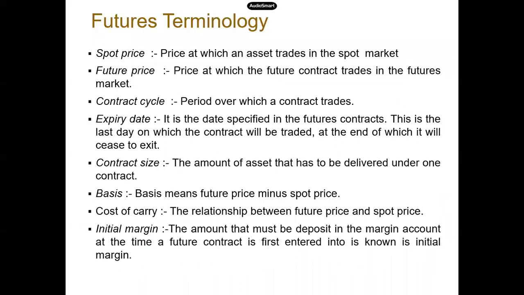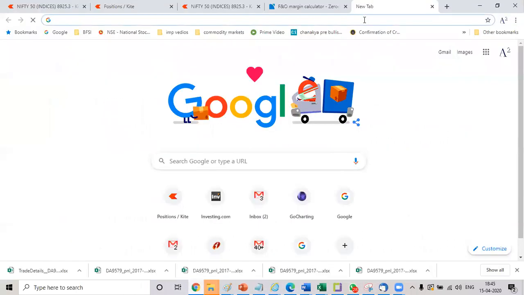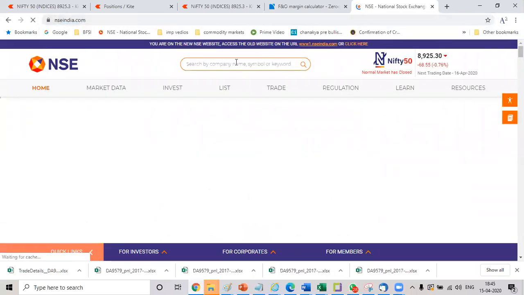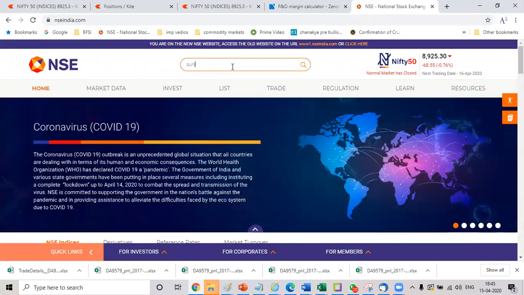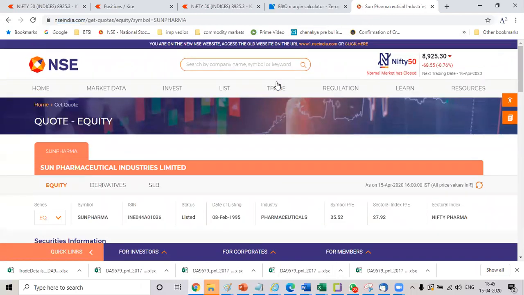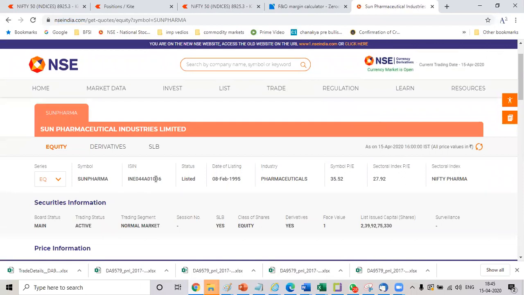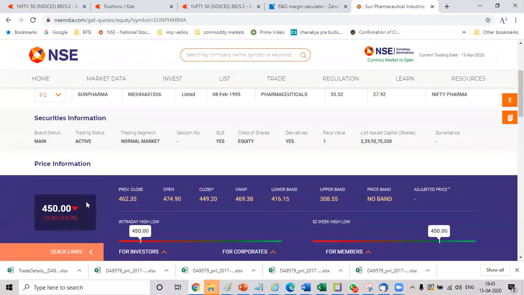So let us look into some of the terminology which we use. Now you have a spot market rate and a futures price. Let us look into the difference here. So I'll go to nseindia.com. Now let's say we are all bullish on Sun Pharma, thinking the share price may go up. If you look at Sun Pharma here, in the spot market, the share is available at 450.